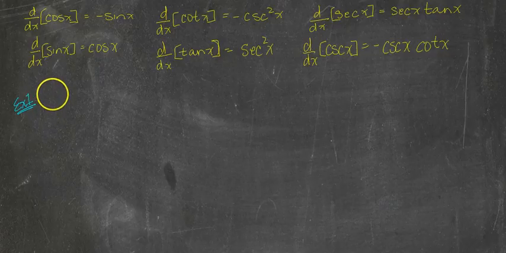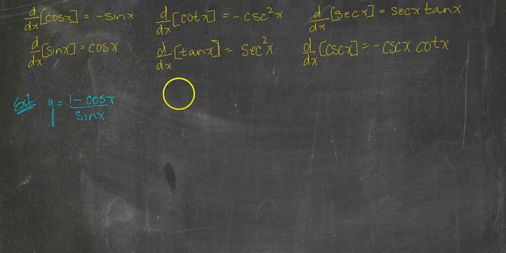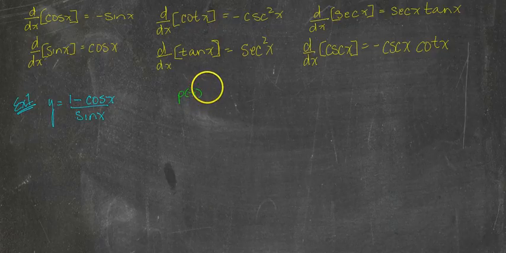Suppose you want to find the derivative of the function y equals 1 minus cos x over sine x. So we go ahead and we take the derivative, and I'm going to come over here and I'm going to take the p of x, or the p prime of 1 minus cos x first.